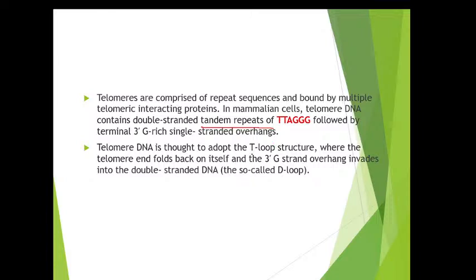The telomere DNA adopts a T-loop structure, where the tip of the end folds back inside to form a 3' overhang inwards. Imagine this is the tip of the chromosome; it will have the repeated DNA sequence, and they will form a loop. Why this loop? This loop is taken by the chromosome ends to minimize chromosome loss during replication. So that is very important.